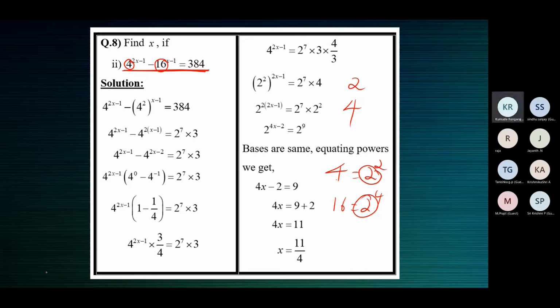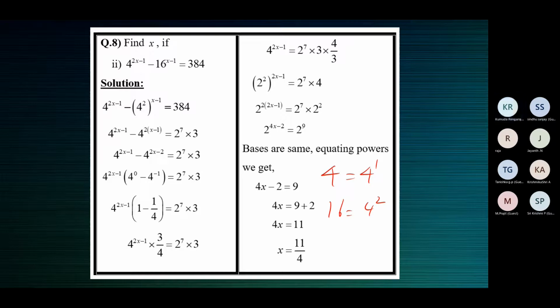Or 4 and 16 can be written with a common base 4. 4 is 4 to the power 1 and 16 is 4 to the power 2. You can choose the base. You can write 4 and 16 in base 4 or base 2, any one of the two. So I have written it in base 4. I have not made any change here. Please listen carefully.